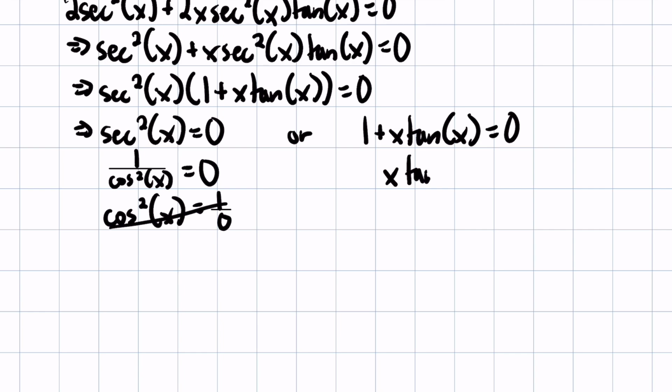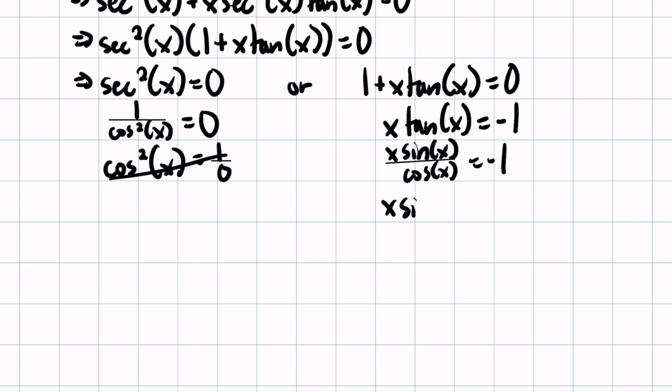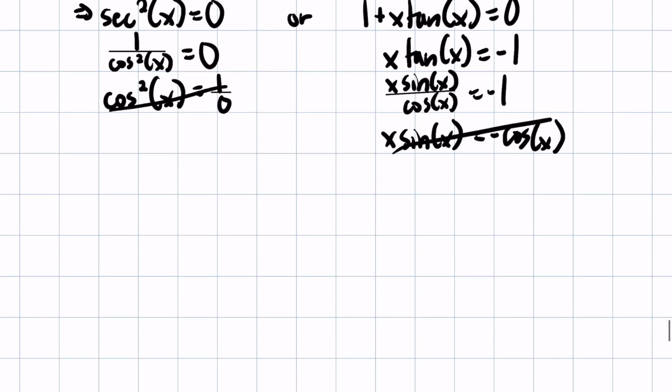So x tangent x equals -1. Let's turn tangent into sine over cosine. I just think things tend to make more sense that way. And then multiply both sides by cosine. So this actually is possible, just not in our domain. If you graphed this, you'd see that it doesn't happen between -pi/2 and pi/2. So we can strike this as well. And what that shows us is that we don't have any inflection points.